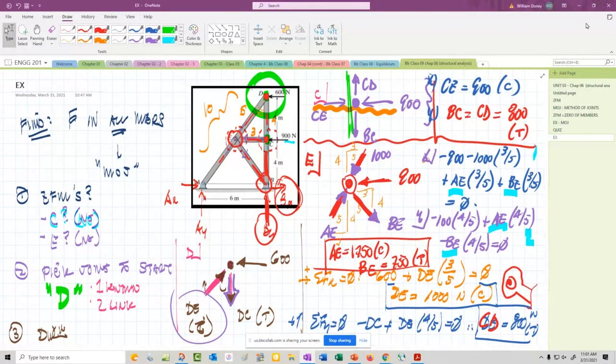All right, a little messy. I should have saved myself a little space, and very colorful. The questions on that problem.